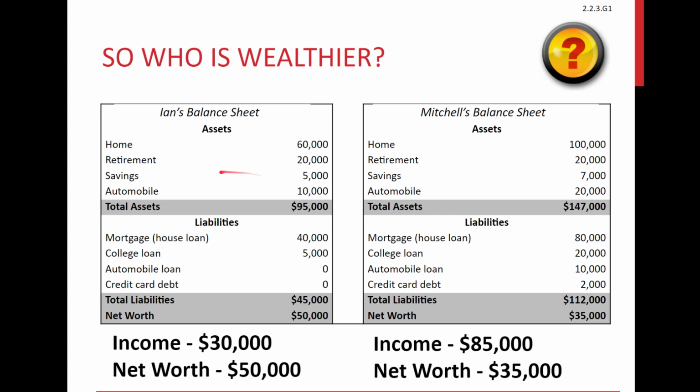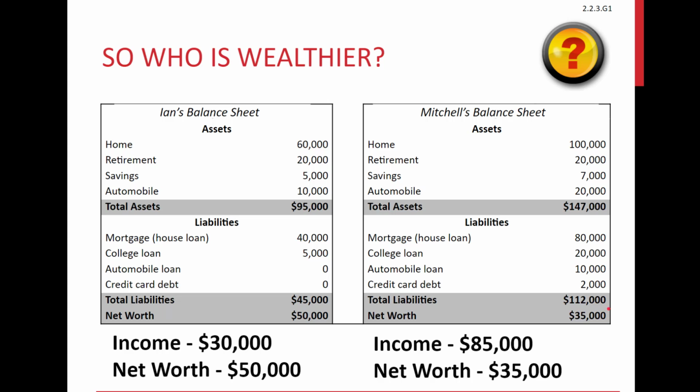So who is wealthier here? Let's look back at Ian and Mitchell. So here's Ian's balance sheet. He has total assets of $95,000, total liabilities of $45,000, and a net worth of $50,000. Mitchell's balance sheet, right? He has total assets of $147,000, total liabilities of $112,000, and total net worth of $35,000.